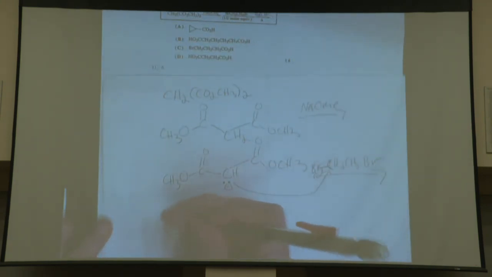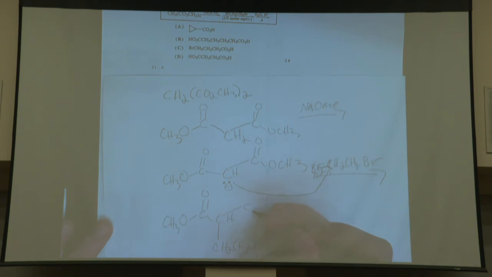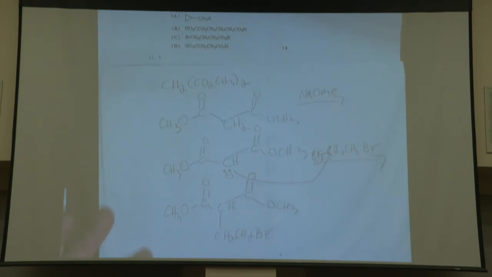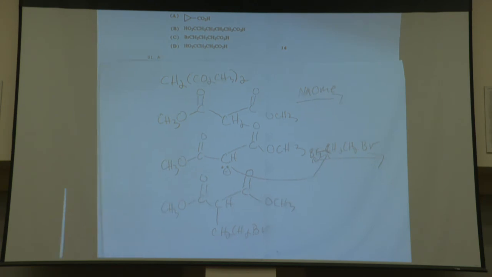So then we have OCH3, CO, CH. This has a CH2, CH2, Br. And then this still has all of this going on. Hello. So what do you guys think is going to happen next? We have that Br hanging off of our alkyl that just added. Do you think that's going to be useful? Do you think it's going to do anything, or is it just going to hang out?